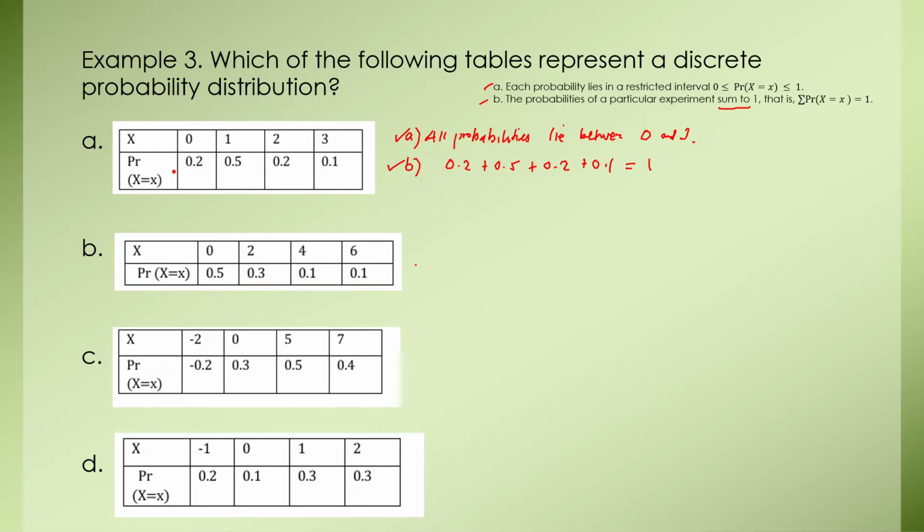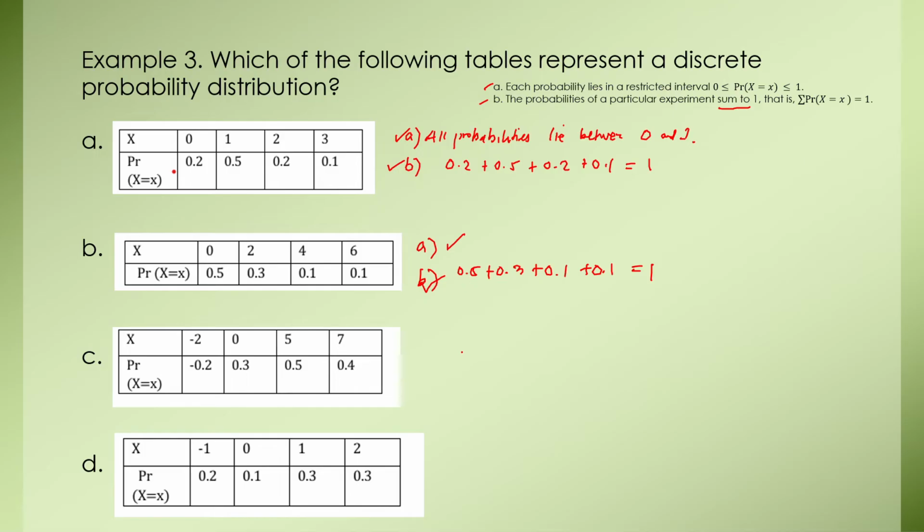The next one is this. First, let us check if all probabilities lie between 0 and 1. So therefore 0.5, 0.3, 0.1, 0.1, that is checked. So these probabilities lie between 0 and 1. And letter B, the sum of the probabilities should be equal to 1. So 0.5 plus 0.3 plus 0.1 plus 0.1, we have here 1. So therefore check. So this is another example of a discrete probability distribution.